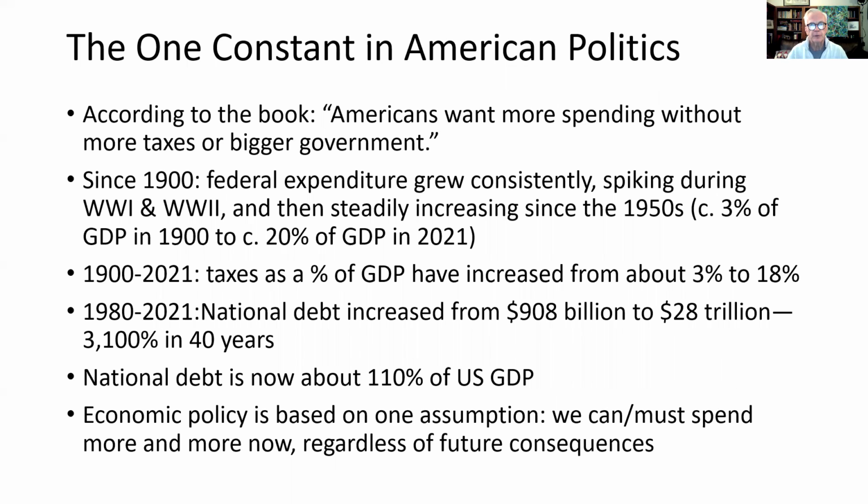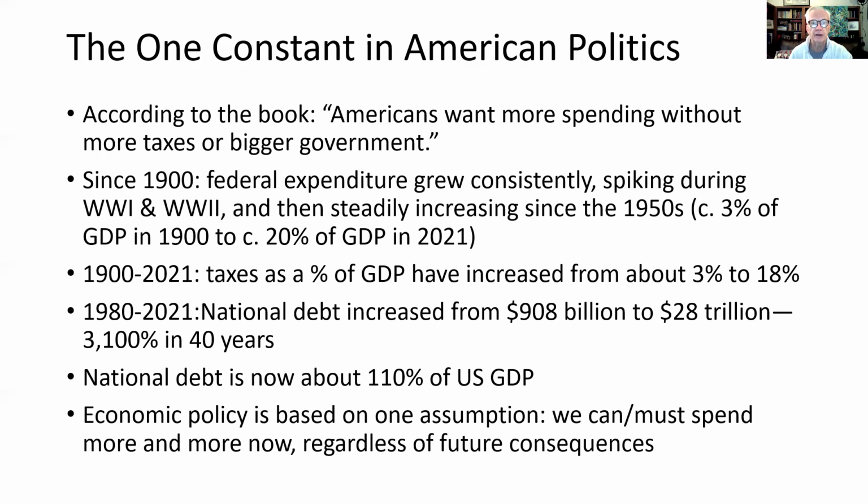There's one constant that the book talks about in American politics. According to the book, Americans want more spending by their government without having to pay more taxes or without having to support a bigger government. That is, they want less government interference in their business.